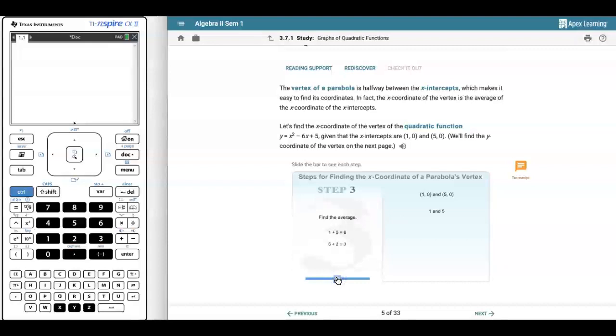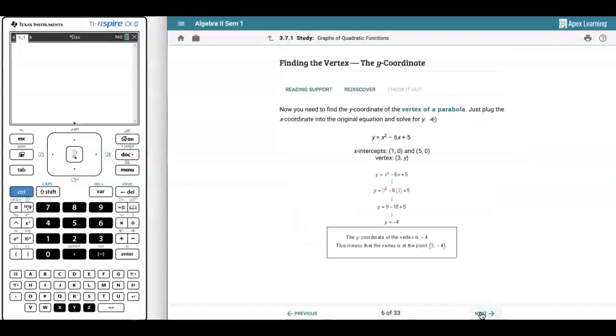What we can do then to find our vertex is take the average. To take the average, you add them both together and then divide by 2. So our vertex here would be at x equals 3. That's how we get the x coordinate for our vertex. Now, to get the y coordinate, all we do is plug back into our original equation and solve for y. So when x is equal to 3, y is equal to negative 4. So our vertex for this equation is 3, negative 4.